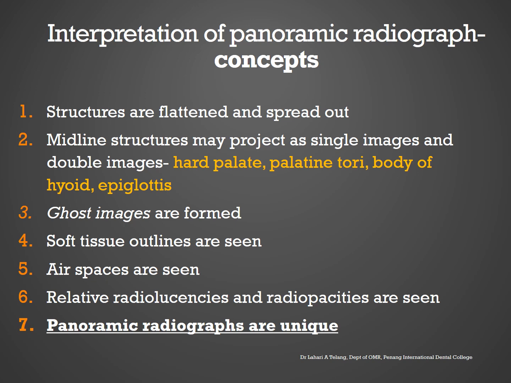First of all, the structures are flattened and spread out, like I just showed you in the previous image. And the midline structures may project as single images and double images. So the image of the hard palate, palatine torus, body of the hyoid or epiglottis, all of these are midline structures. So they might get exposed once or twice during the rotation of the image receptor as well as the X-ray machine and end up getting double imaged. So this is what I was talking about as superimpositions, which we will look at in detail when we're looking at the imaging.